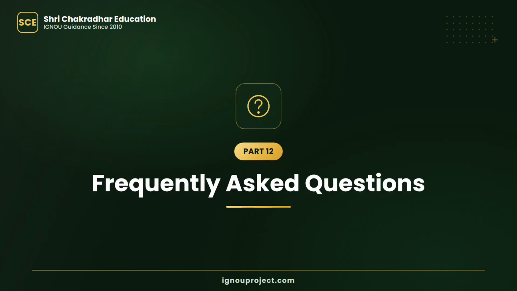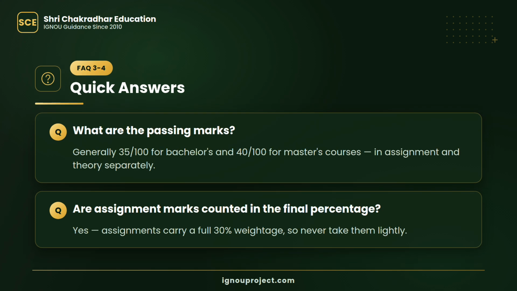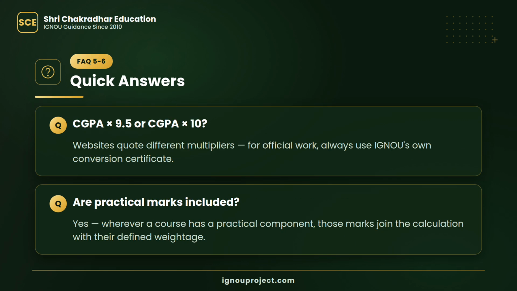Let us answer the most searched questions quickly. Does IGNOU give the percentage directly on the grade card? For most programs, no. The grade card shows component-wise marks, and you calculate the percentage using the 30/70 method. What is the 30/70 rule? It means assignments contribute 30%, and the term-end exam contributes 70% of every course total. What are the passing marks? Generally 35 out of 100 for bachelor's courses and 40 out of 100 for master's courses, in assignment and theory separately.